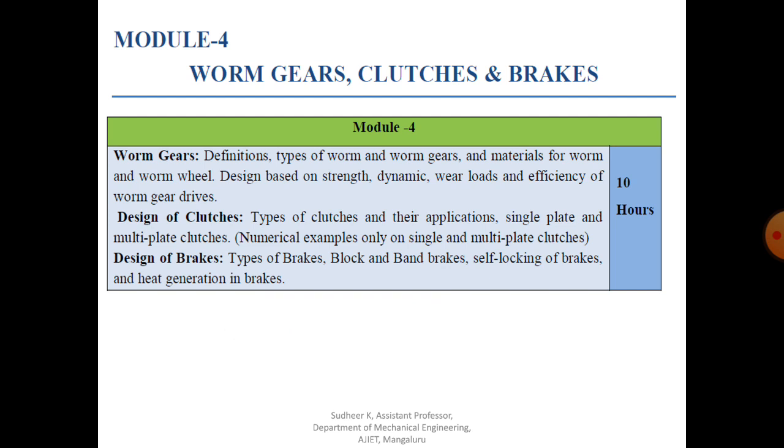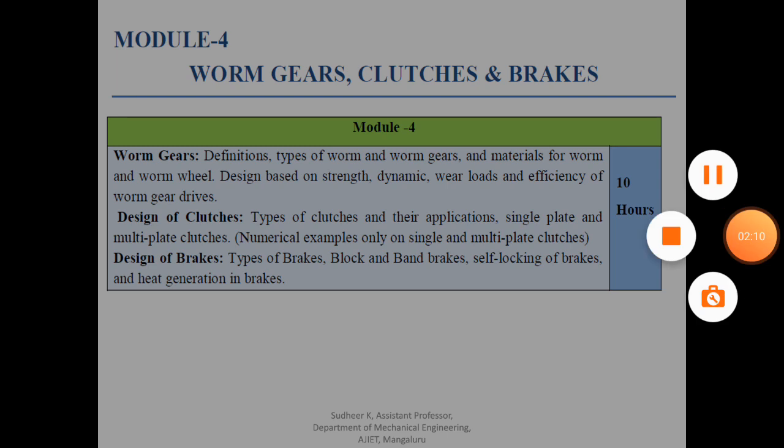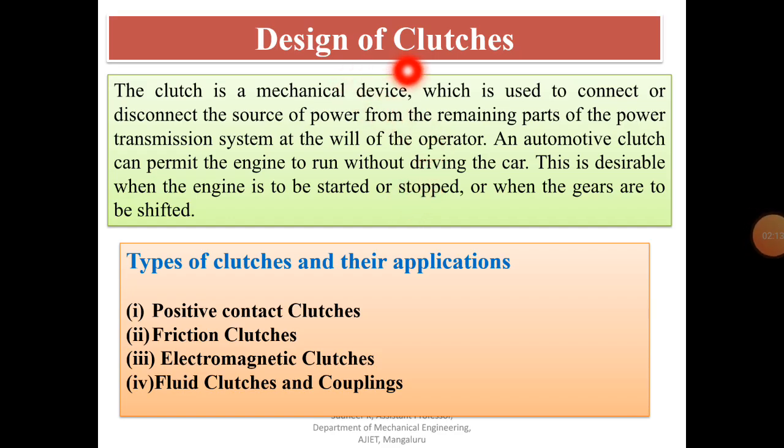Today we'll start with the design of clutches, directly. The clutch is mostly found in automobiles. A clutch is one of the machine members which is used to connect a driving shaft to a driven shaft, so that the driven shaft may be started or stopped at will, without stopping the driving shaft. That is the key function of clutches.